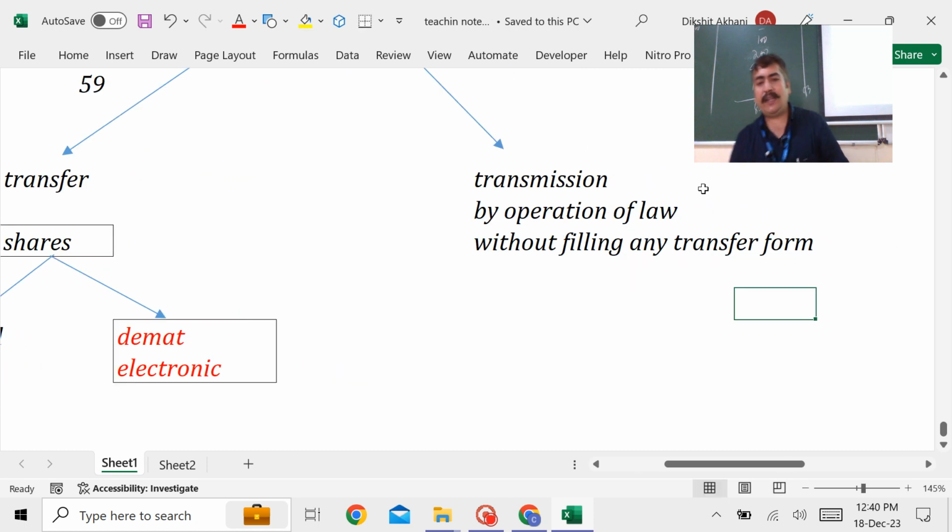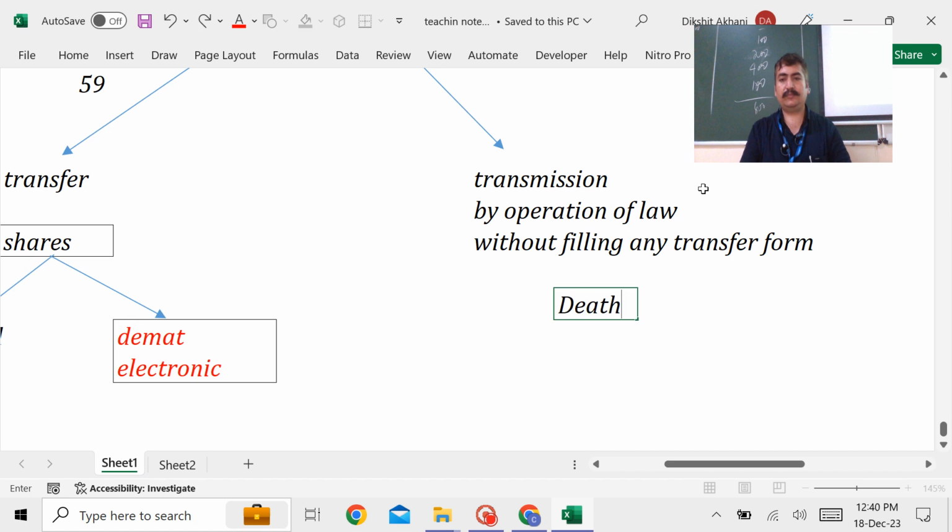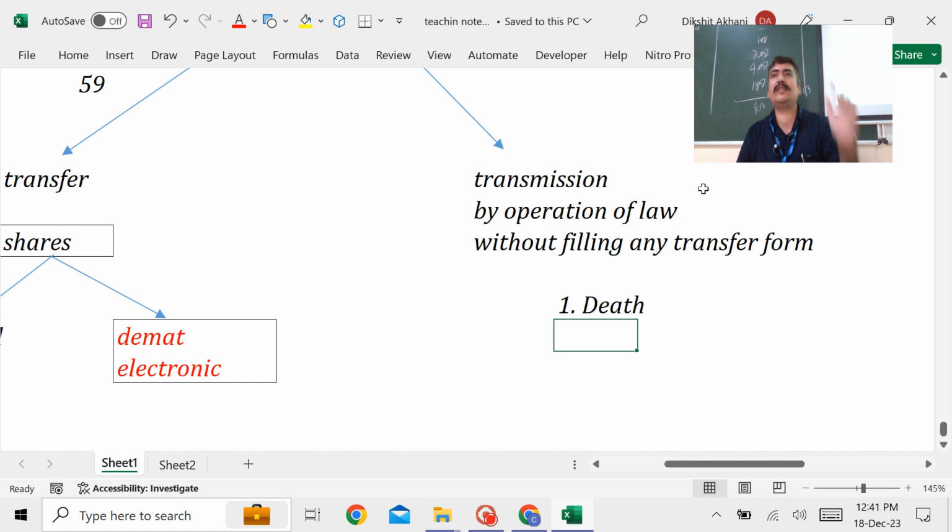Now, in the entire law, there are two situations where transmission takes place. The first is the death of the shareholder, death of the person. You tell me one thing, students. On the death of the father, all the shares in his name automatically get passed to the legal heirs or not? Legal representative or not? Or do you need to wait for some formality to complete? No, yaar. As soon as he dies, all the rights go into their hands. Second is, guys, insolvency.